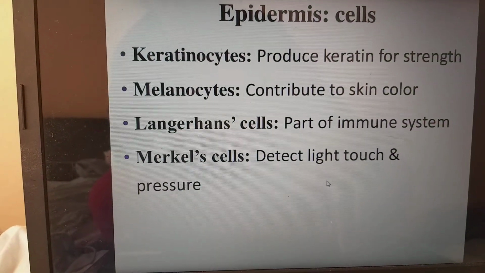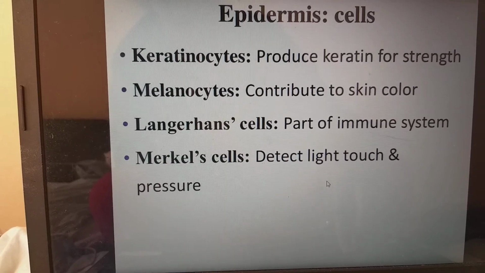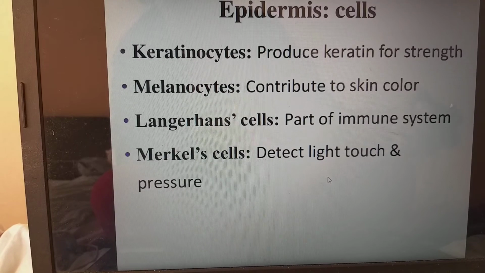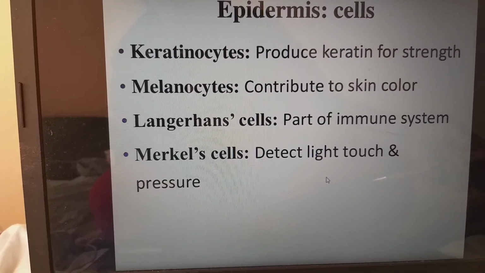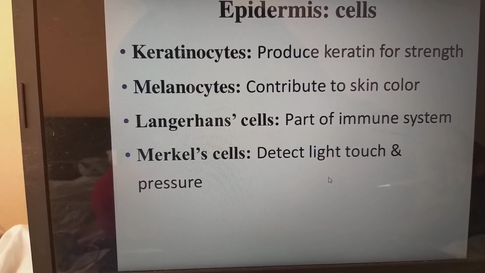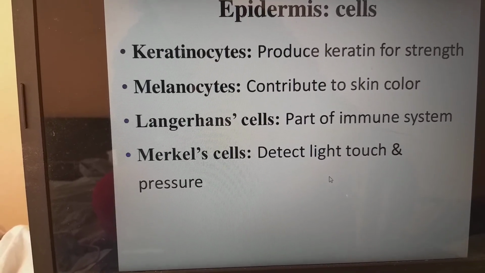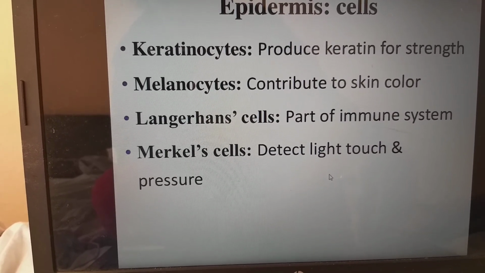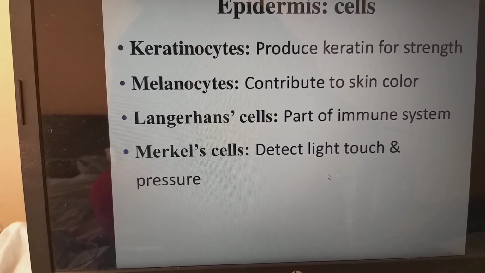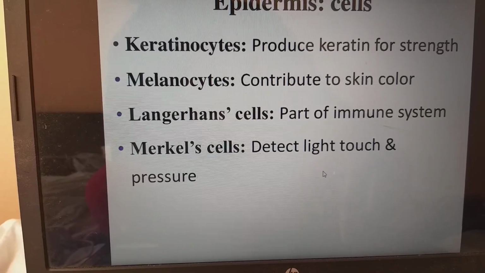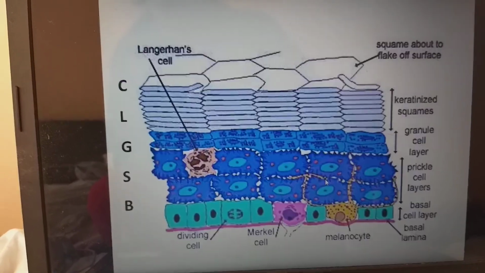Epidermal cells, keratinocytes, produce keratin for strength. A simple tip for this: our nails and hair are made up of keratin, a large amount of keratin, and because of it they are very stout and thick in nature. Melanocytes contribute to the skin color. Langerhans cells are a part of the immune system. Merkel cells detect light touch as well as pressure.